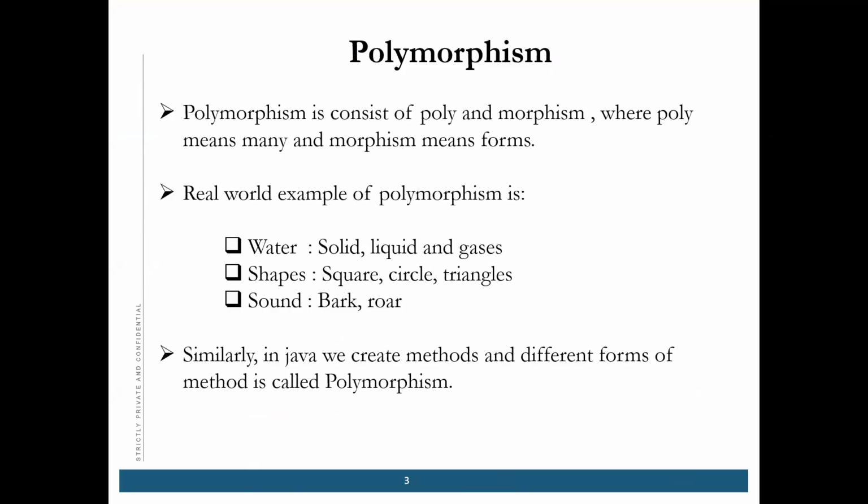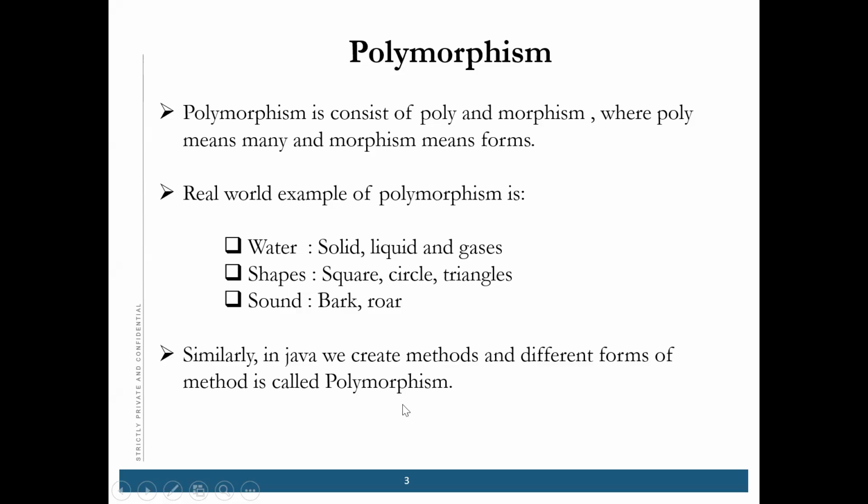Or something which exists in different forms. Correct. Very good. So in different forms. Like in simple English, it is like many forms or many ways of using the same name. Suppose water we can use in many forms, like solid, liquid, gas. Shapes also, we have different shapes. So basically, in Java also we can use a method. We create a method, and with a different form you can use that method.